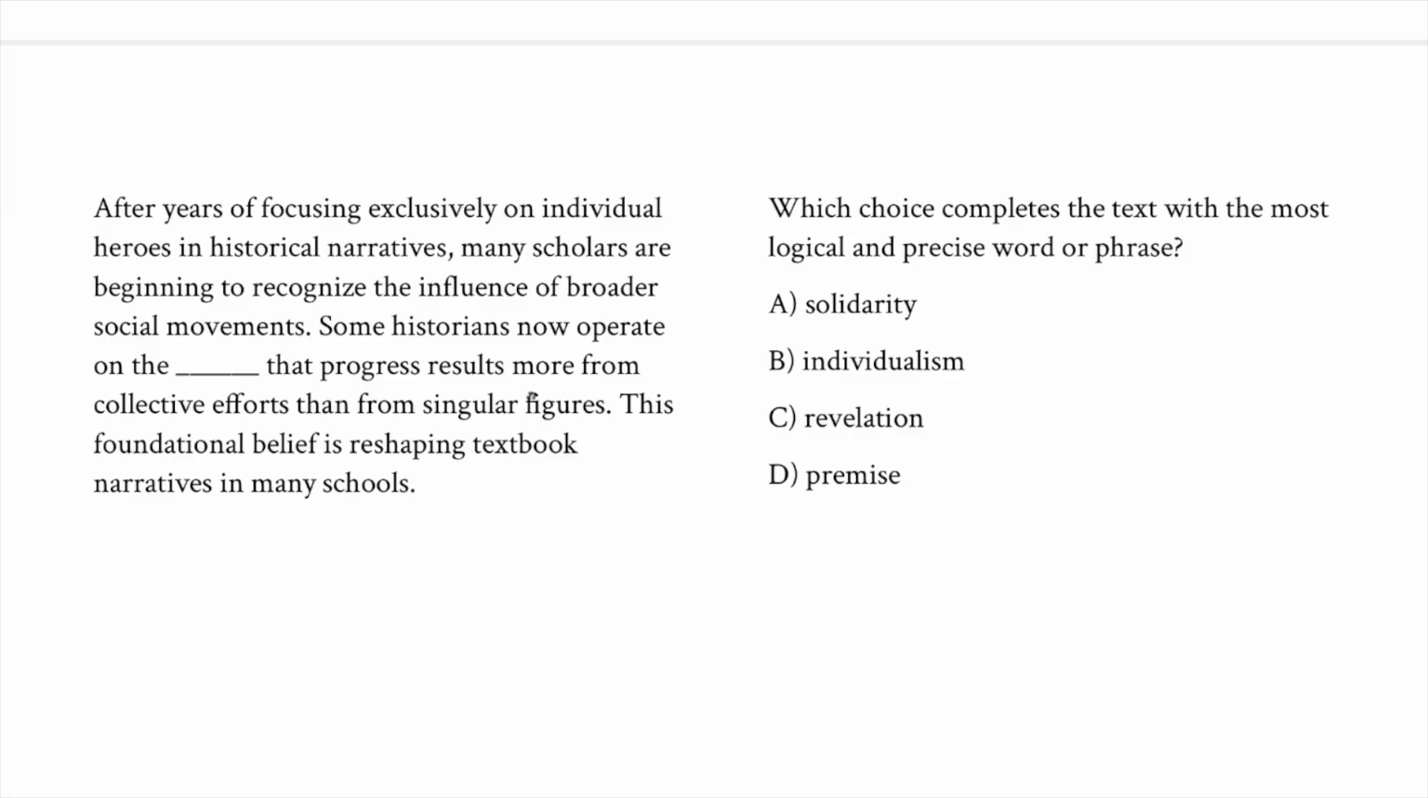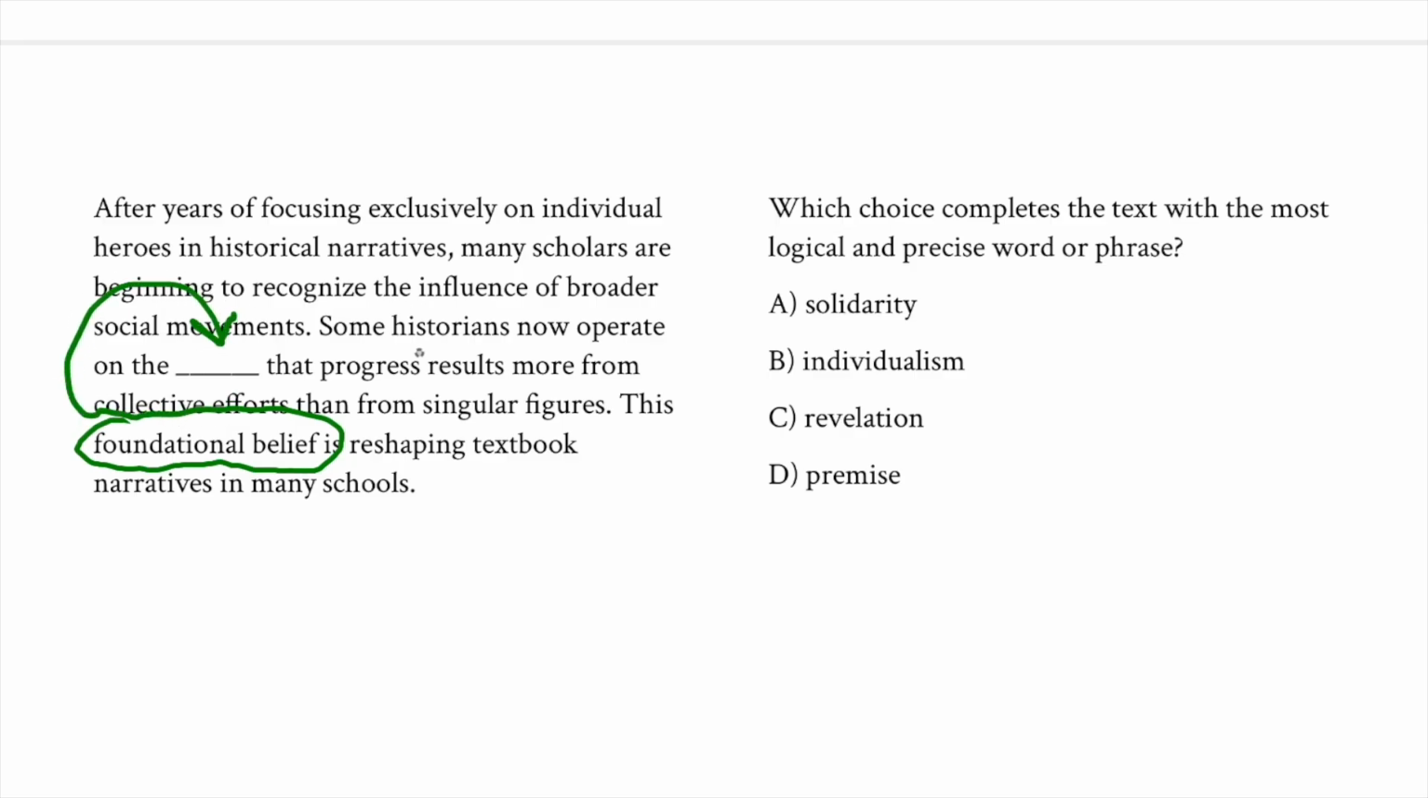This one here is back to the first template where we have the word this in the sentence after the blank. So anyway, we'll read it. It says, after years of focusing exclusively on individual heroes and historical narratives, many scholars are beginning to recognize the influence of broader social movements. Some historians now operate on the blank that progress results more from collective efforts than from singular figures. This foundational belief is reshaping textbook narratives in many schools.